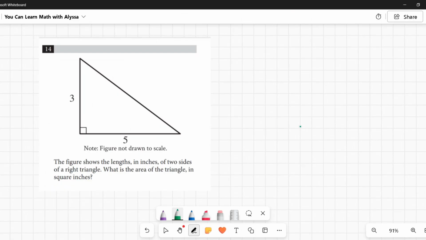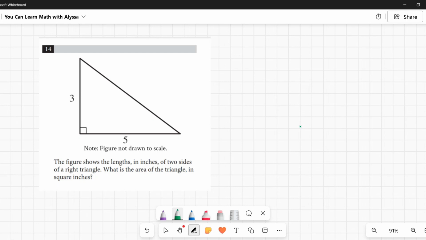Number 14. 3 and 5 are the sides of this right triangle. There's a note: the figure is not drawn to scale. The figure shows the lengths in inches of two sides of a right triangle. What is the area of the triangle in square inches?